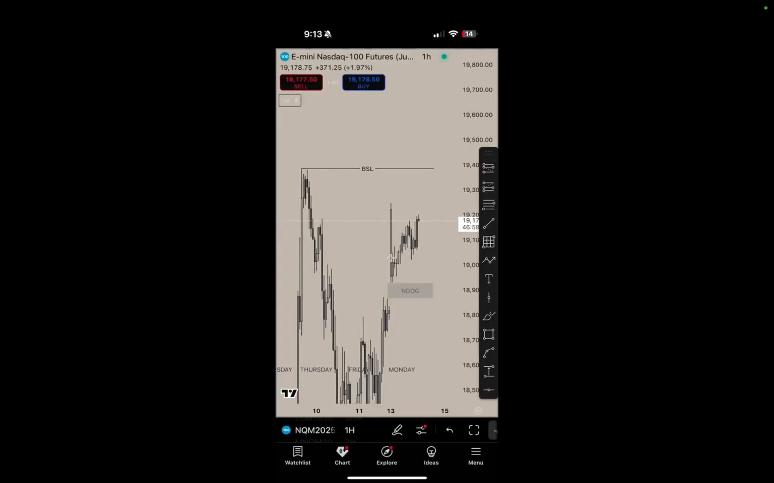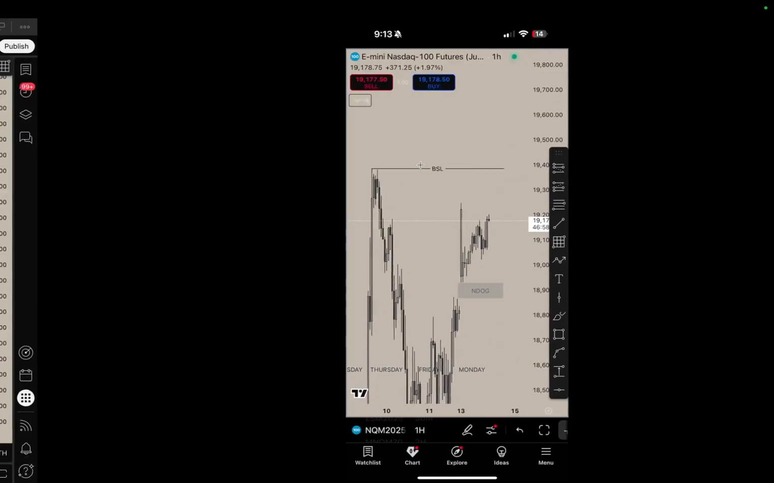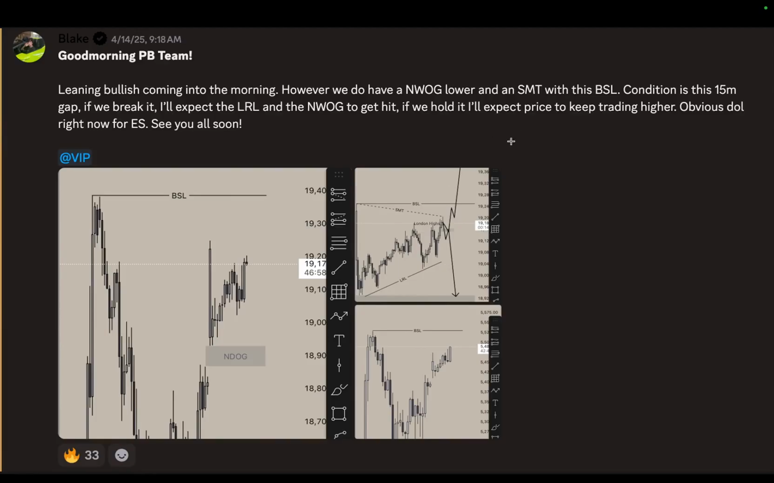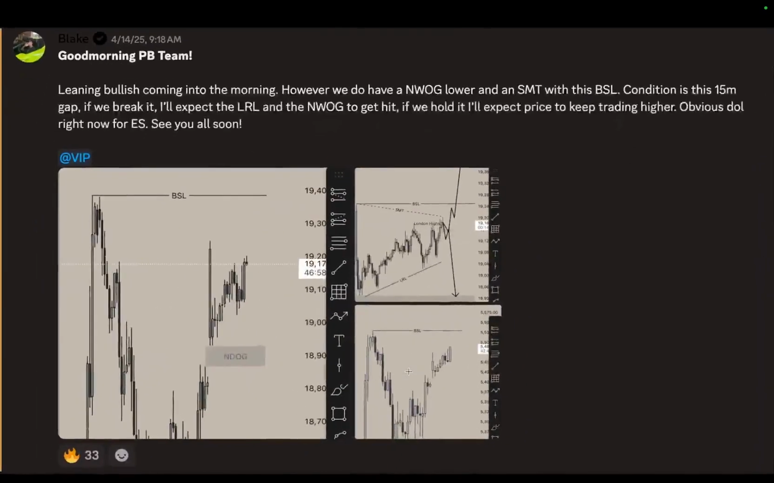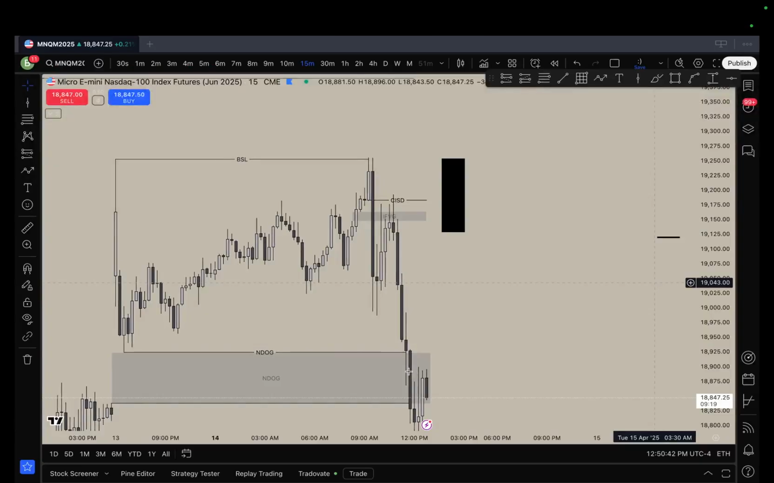All right, so this is the chart, right? So you can expect NQ here to trade up towards this buy side, and then the condition here is what? This 15-minute gap, right? If we break this, expect price to go towards this low resistance liquidity and expect price to go to this NWOG. Okay, we can see what happens. We end up taking out this buy side liquidity, disrespecting this bullish four rally gap, respecting this bearish four rally gap, and on this day, I caught shorts down to this NDOG.